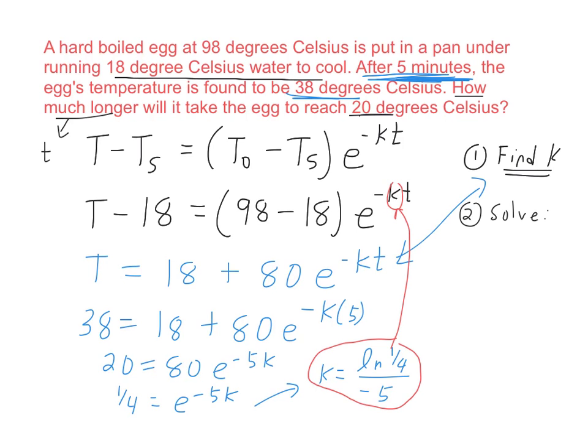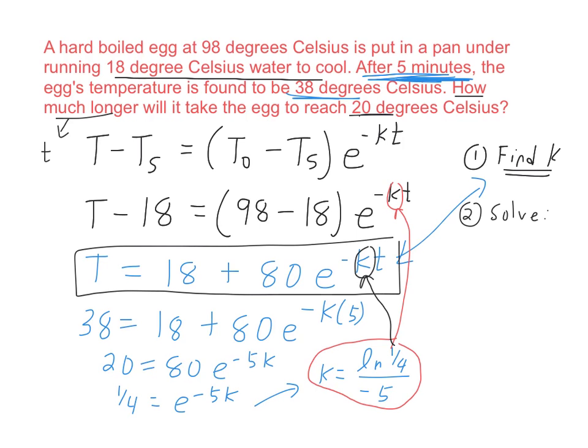What we're looking to solve here is, if we go back to this main equation, this simplified equation, we're trying to solve the equation 20 is equal to 18 plus 80 e raised to the negative. Now remember, k we said is ln of 1/4 over 5, and then times t. We can clean this up a little bit by subtracting over that 18, and then you could divide over that 80, or you could just do this all in your calculator.